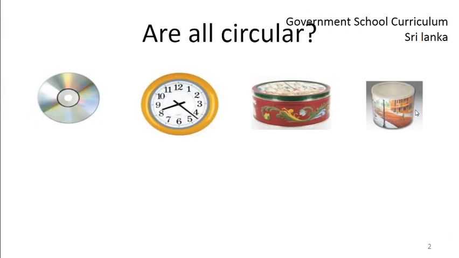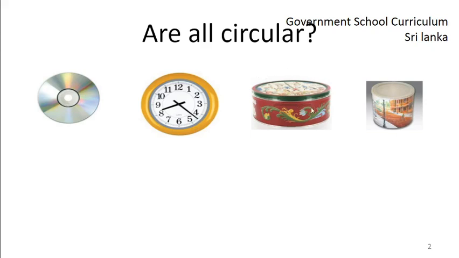Okay, let's start by looking at these shapes. We have to find out the circular shapes from the given shapes. Can you identify whether these are circular or not? What do you think? Yes, the CD is circular and the clock is circular. The third one is a drum or maybe a tin.